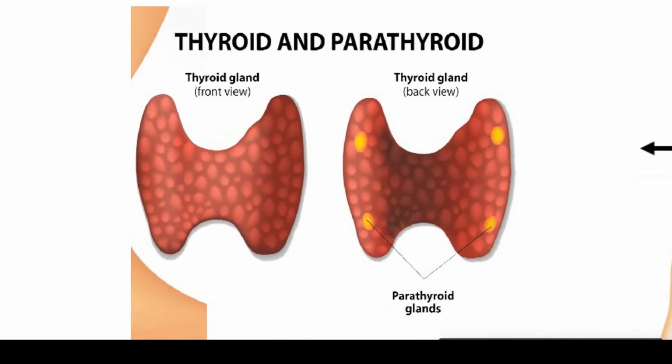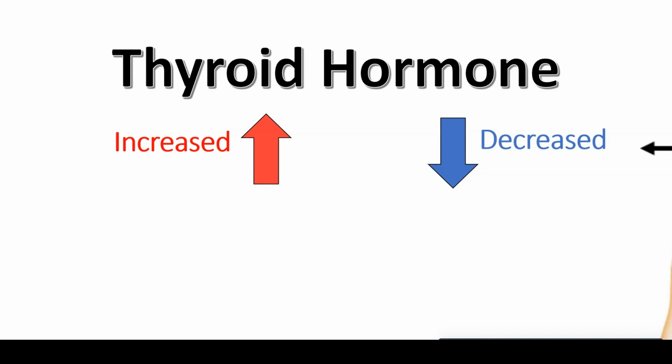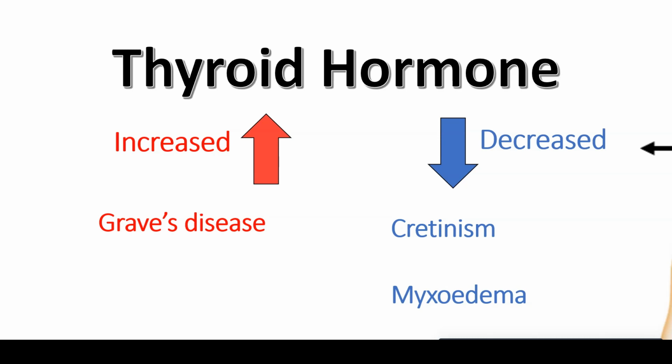Now let's look at the thyroid and parathyroid glands. So again, it can be increased or decreased. There are actually many disorders for increase and decrease of thyroid hormone, but we will be only looking at some of them. Again, the ones which are mentioned in the first year journal of MBBS students from India. So for increased, we have Graves' disease, and for decreased, we have Cretinism and Myxedema. Cretinism happens since childhood, and Myxedema happens in adulthood.